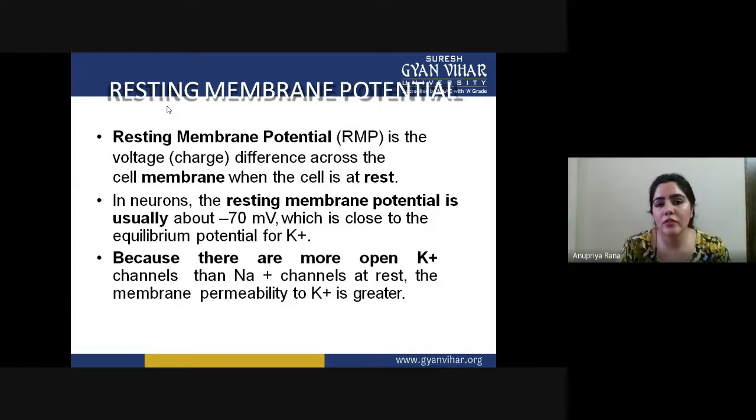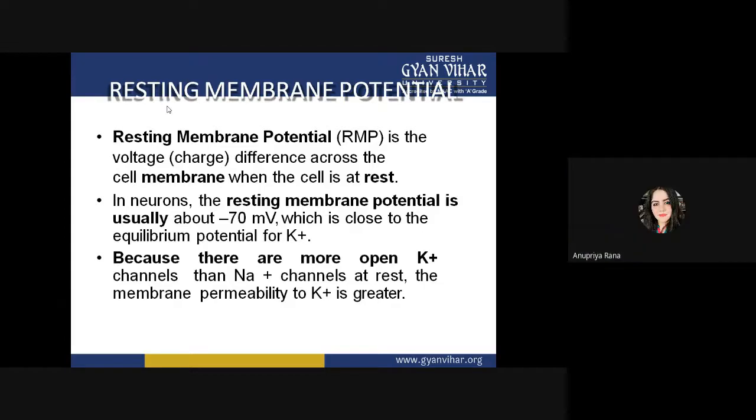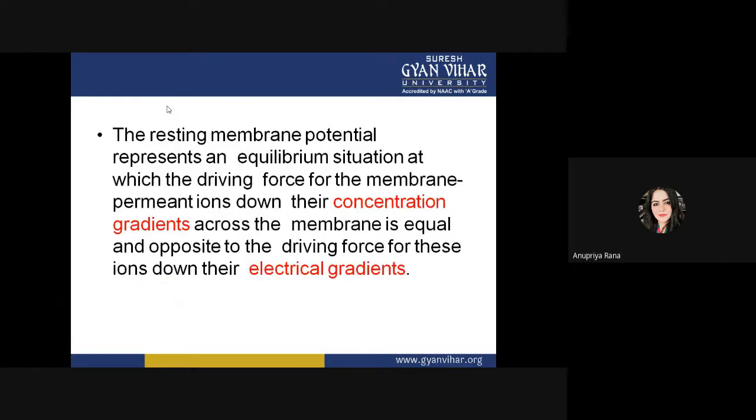If we don't know the specific amount of the resting membrane potential, we cannot know what potential is going to be formed. So first you have to know what the resting membrane potential is, in short RMP. This is the voltage charge difference across the cell membrane. The cell membrane has two regions. I'll show you the diagram.